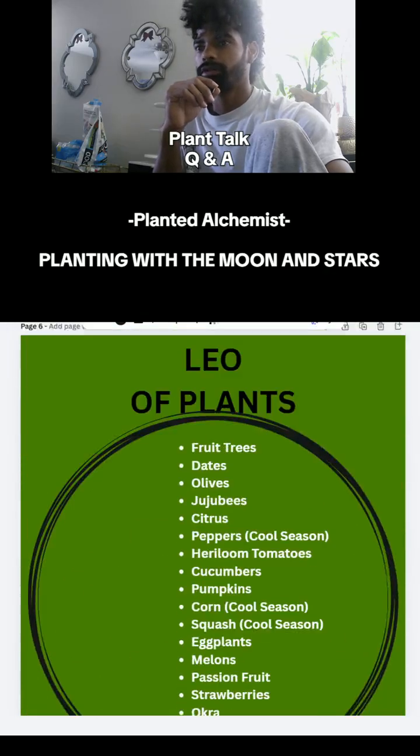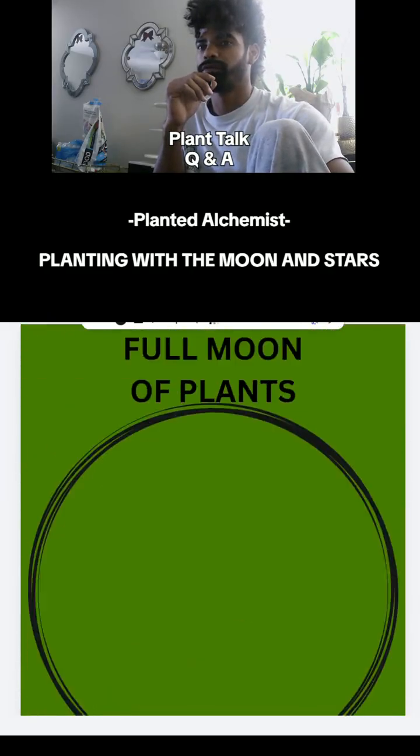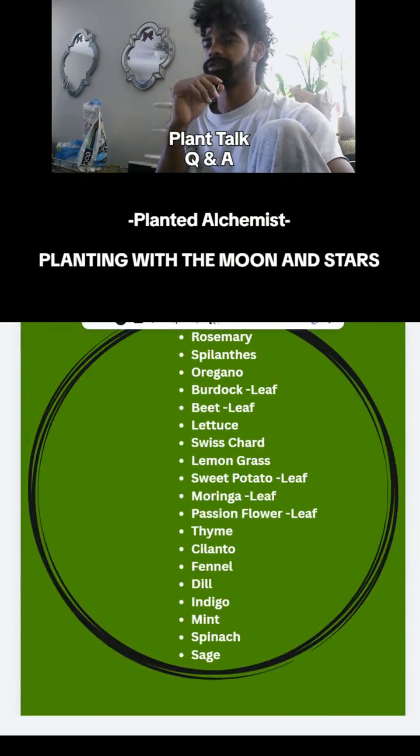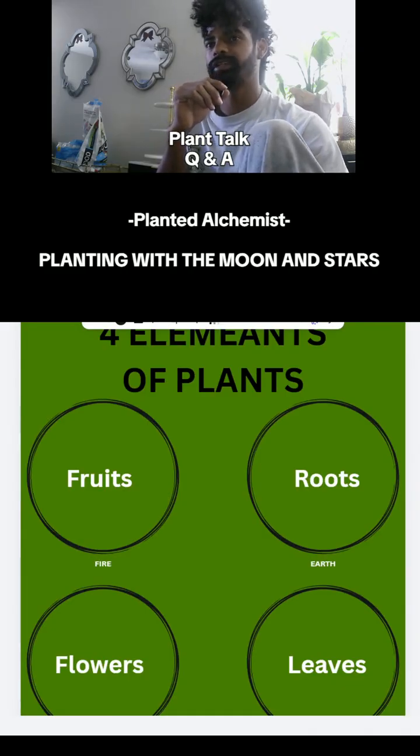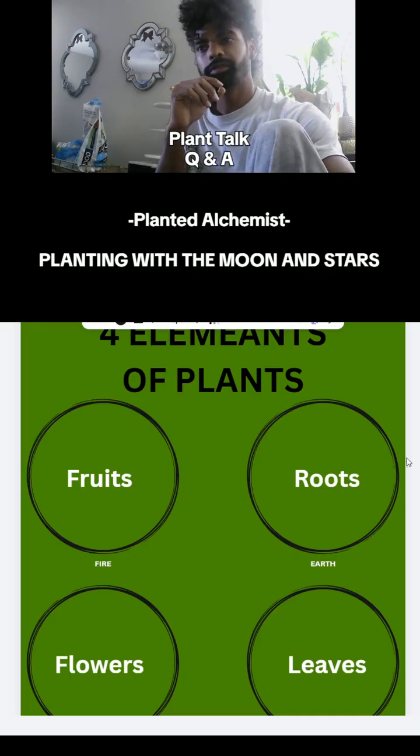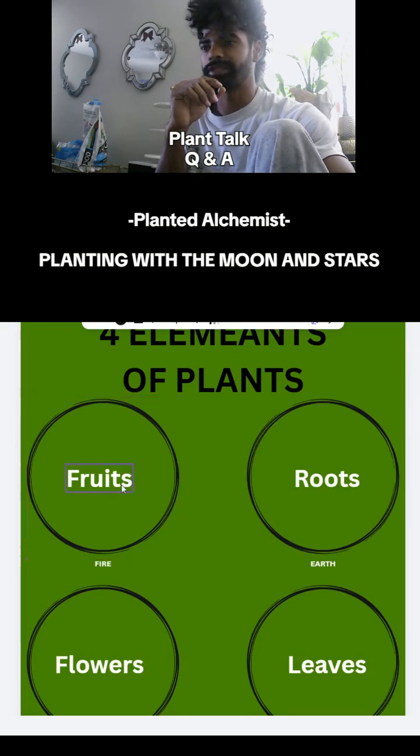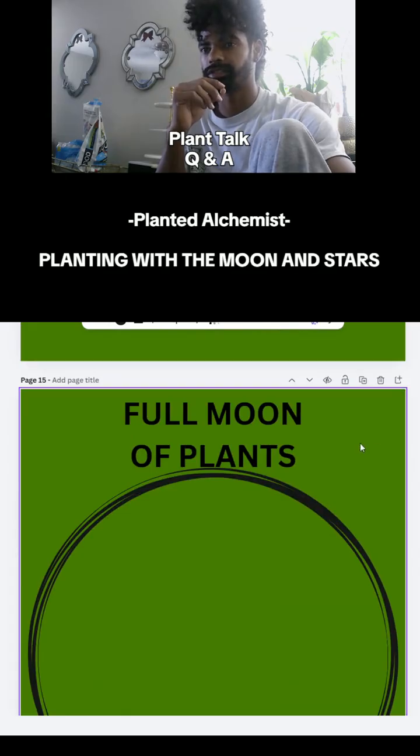Okay, so we have officially made it through all 12 of the constellations, for what plants go well with doing the sun sign matching with the moon sign. Then we can talk about the elemental forces again of the plants. We have the fruits, which connect to the fire constellations. We have the roots, which connect to the earth constellations. We have the flowers, which connect to the air constellations. We have the leaves, which connect to the water constellations.